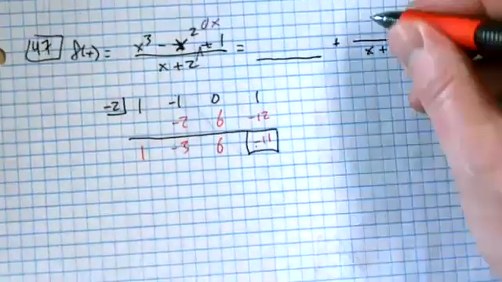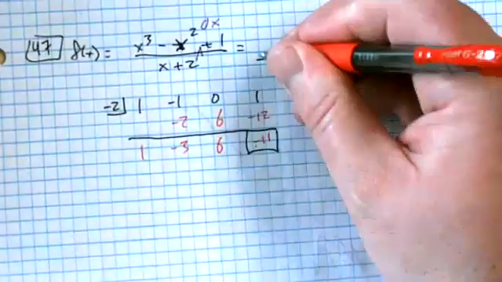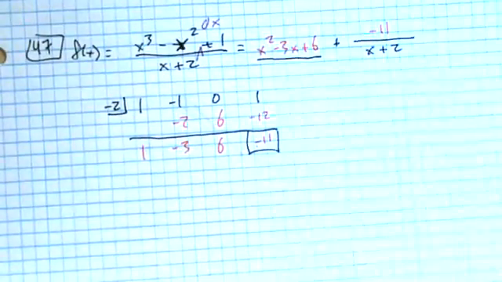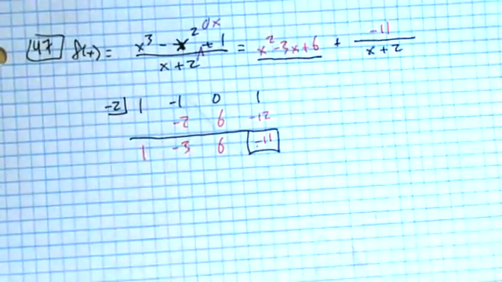So I got that, and we know where those pieces go. That's 1x squared minus 3x plus 6. You forgot the 0? Okay, cool.